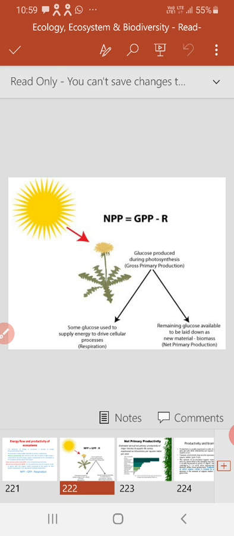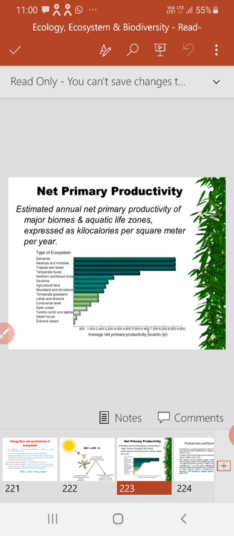By this slide you can understand what net primary productivity is. Here NPP is equal to GPP minus R. Glucose produced during photosynthesis is actually called gross primary productivity. Some glucose is used to supply energy to cellular processes, that is respiration, and the remaining glucose is available to be laid down as new material, biomass, that is net primary production, and it is available to the next trophic level.